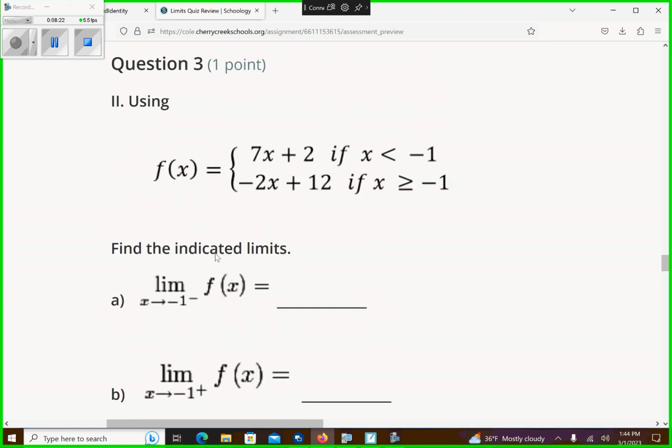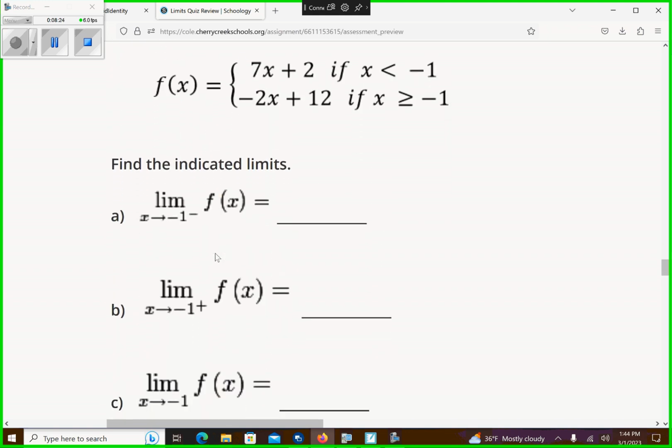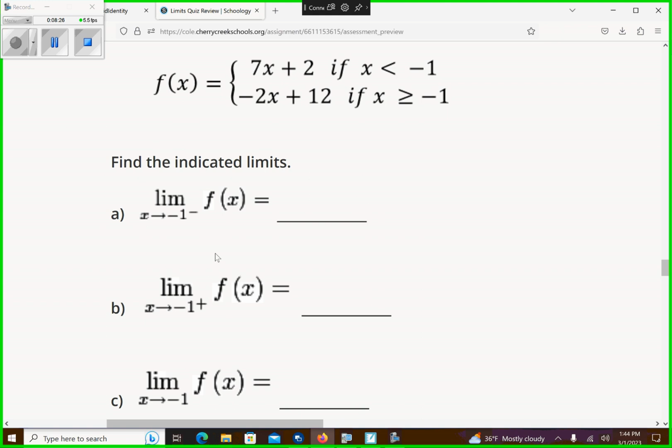Now we are on to problem number 3. All right. So, ready?